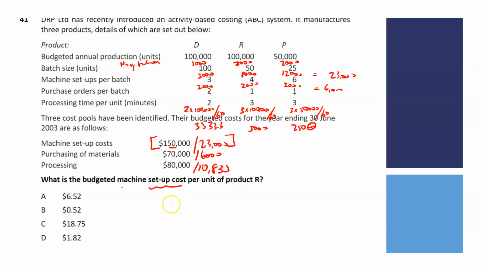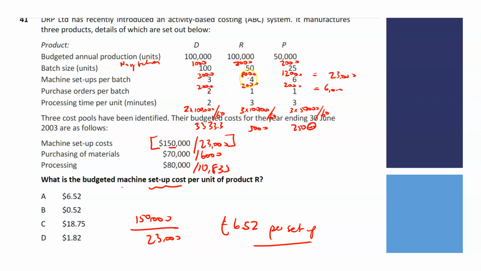So let me find what the cost is per machine setup. So that's 150,000 divided by 23,000. That gives me a figure of £6.52 per setup. Right, so let's look at product R.